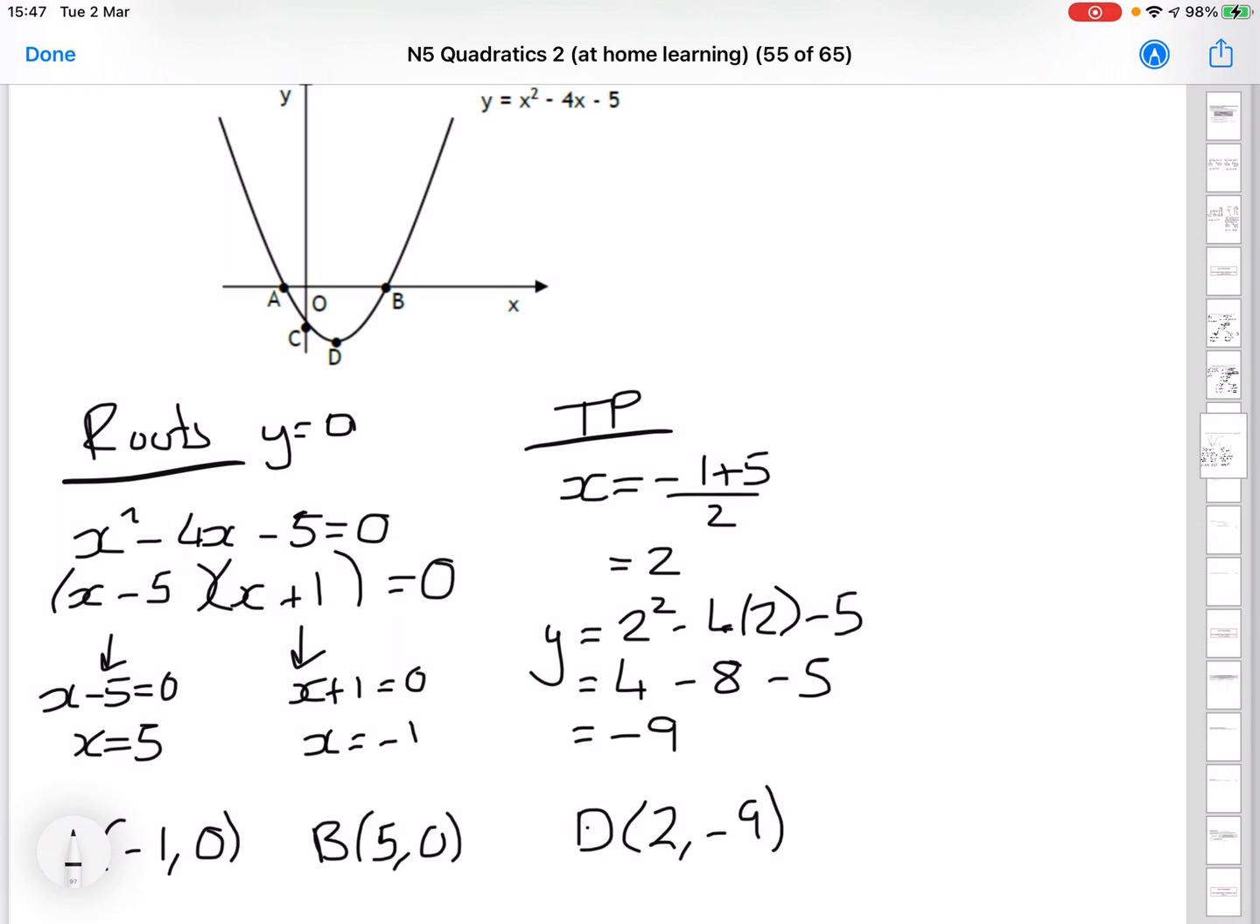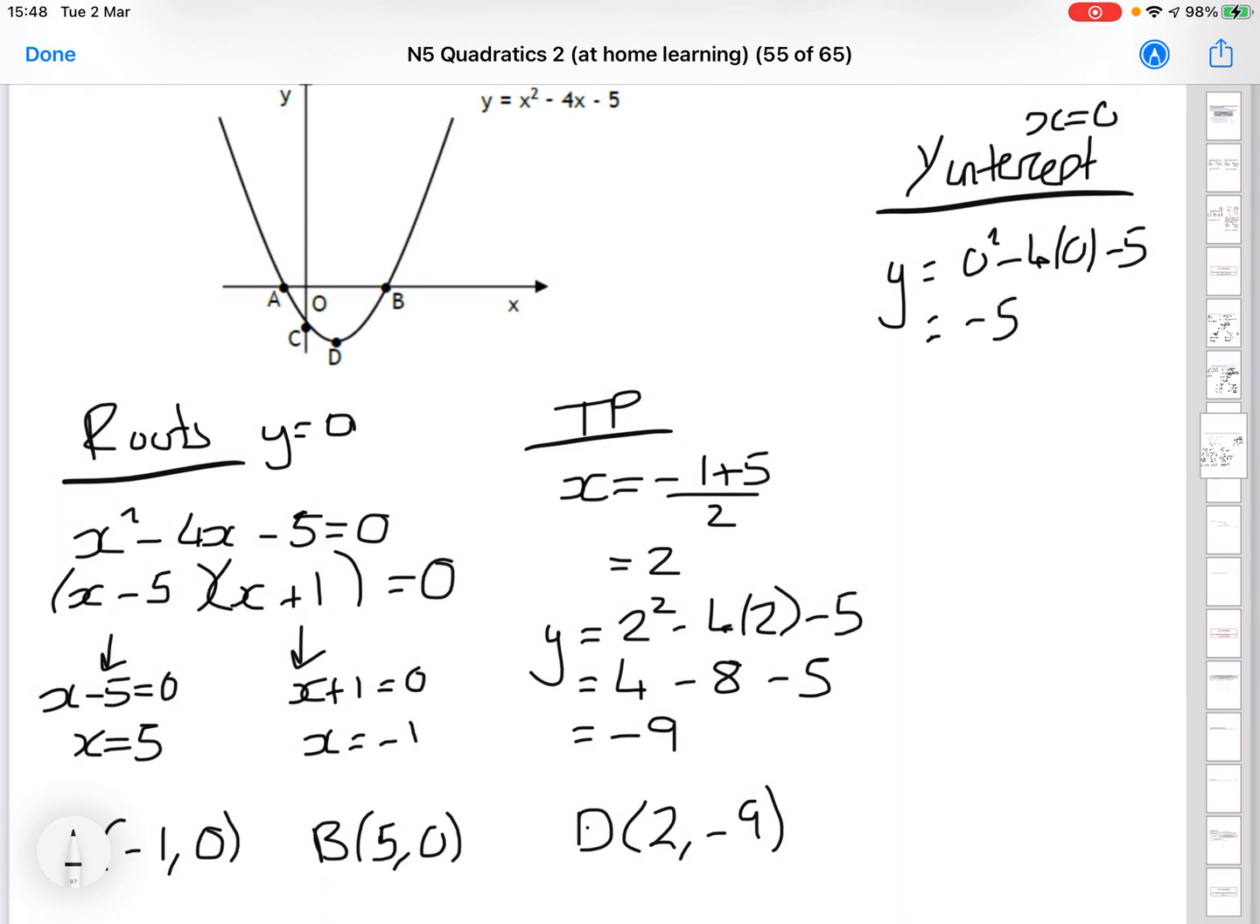That leaves us with coordinate C, which is on the y-axis. So that is your y-intercept. And our y-intercept is when x is equal to 0. So all we need to do is put 0 into our original equation. So 0 squared minus 4 times 0 minus 5, which is just minus 5. So point C would be 0, minus 5.